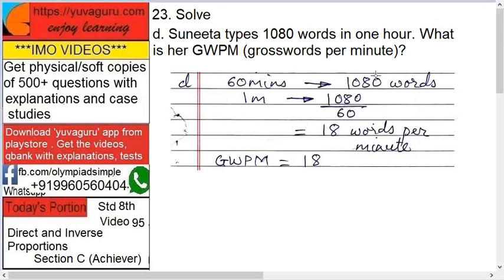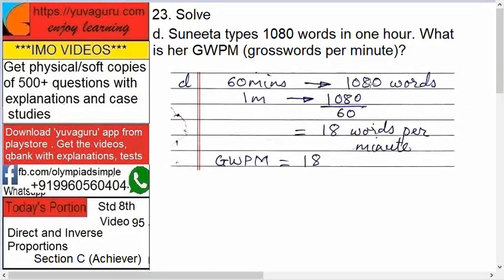So is it direct or inverse proportion? 60 minutes, 1080 words. So in 1 minute, will it be more words or less? Less. So if one decreases, the other will also decrease. So that's why it is direct proportion. Right? So make it simple.